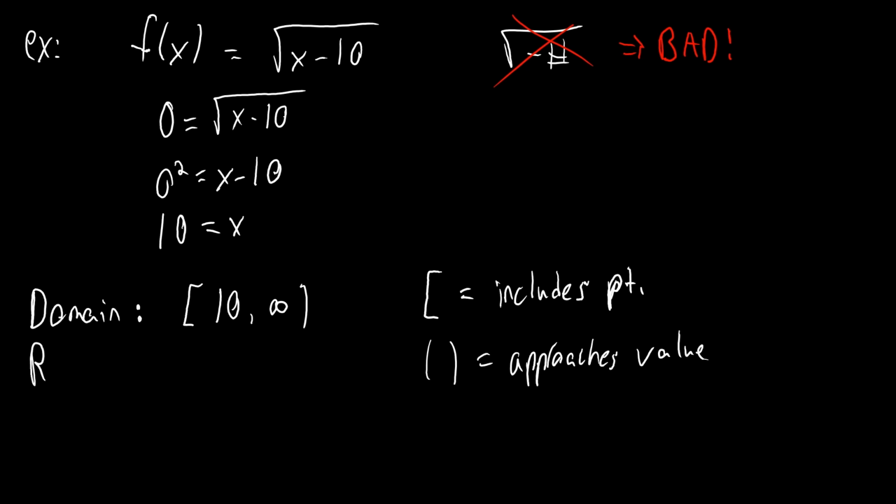So what about our range here? We know we can't have a negative square root, so 0 is going to be the smallest value. So it'd be 0, and it's defined everywhere else. So 0 to infinity. Okay.